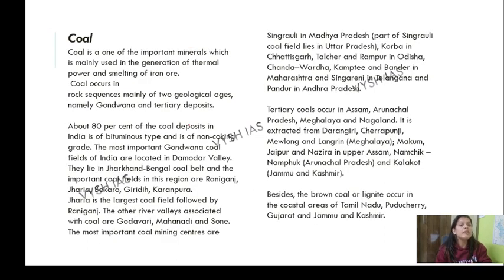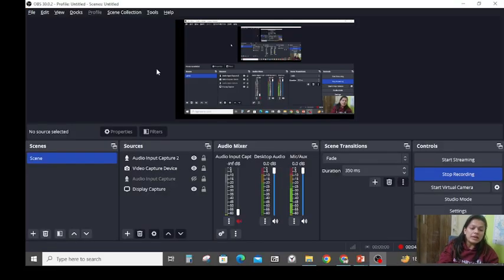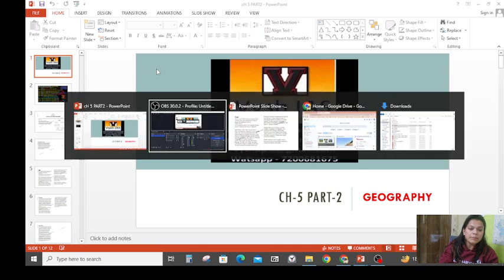Beginning with the energy resources, first we will be talking about coal. Coal is one of the important minerals, which is mainly used in the generation of thermal power. And iron ore, we already talked about this.